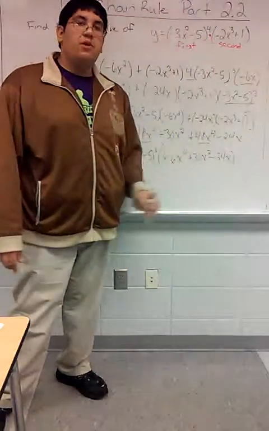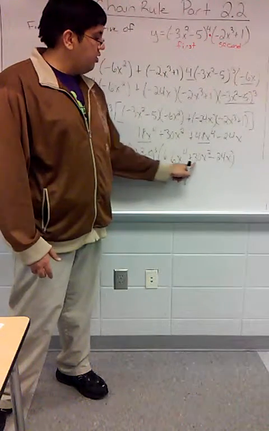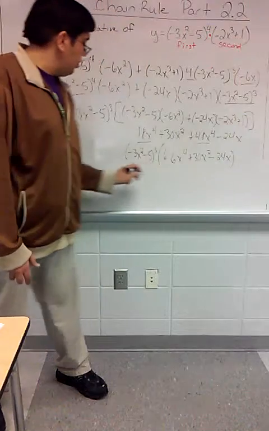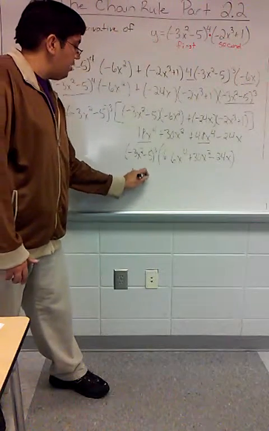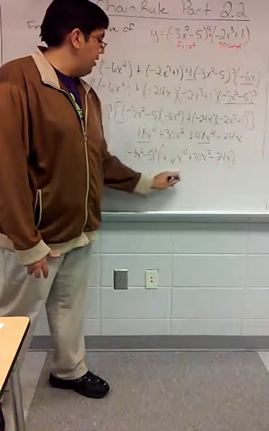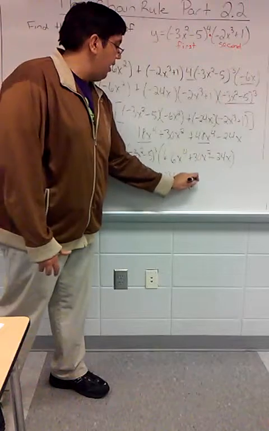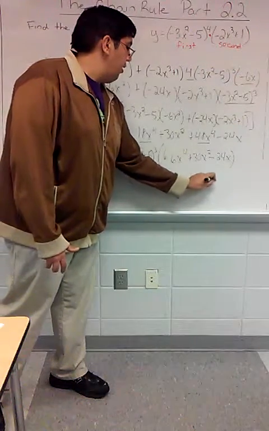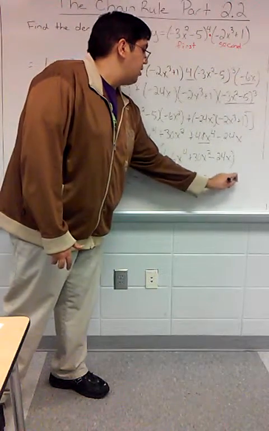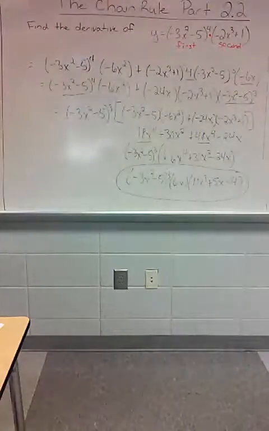Now, the only thing that I'm looking for is to see if I can factor out anything. And I noticed that there is a GCF of 6 here. So I'm going to leave the negative 3x squared minus 5 to the third alone. I'm going to factor out a 6x. And then that's going to leave me 11x to the third plus 5x minus 4. And this would be the derivative of the original function.